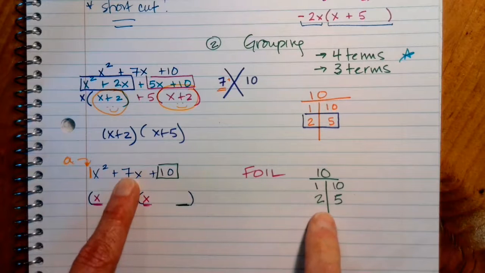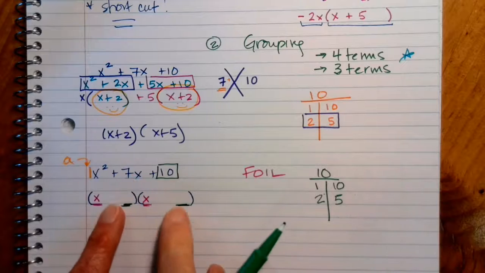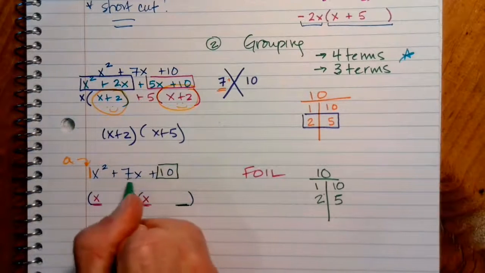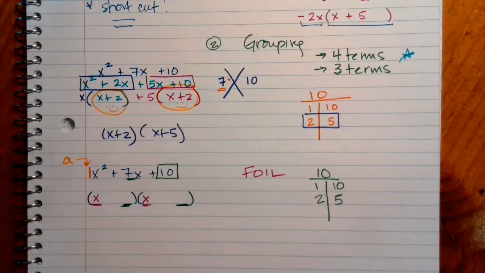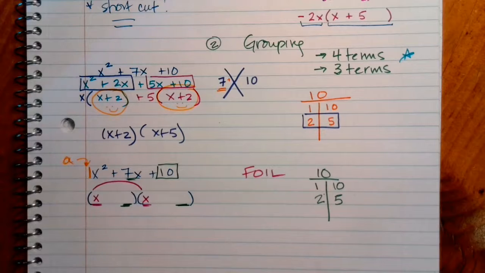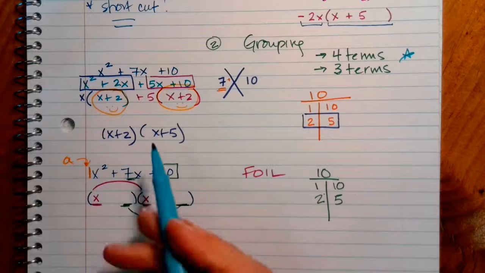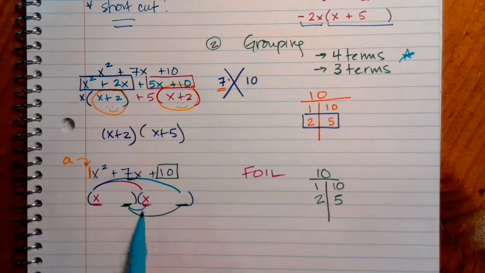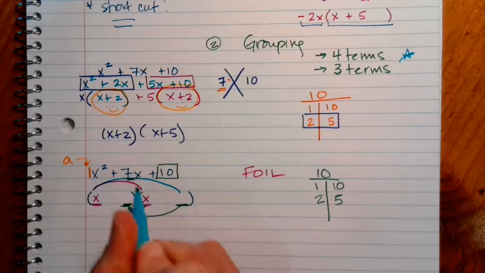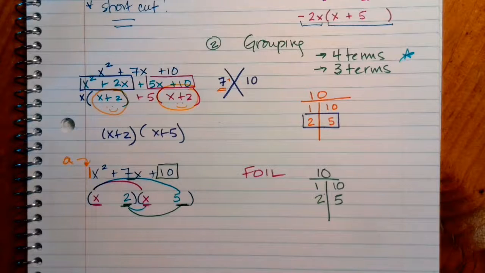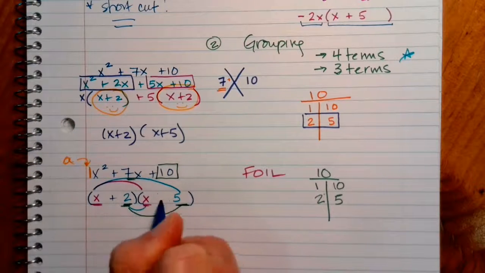So I know I need the two numbers that are going to multiply to 10, but I also need them to add to 7, because when I have my first terms and these last terms, I also need to consider what happens when I have my outside and my inside terms. And that 2 and that 5, when I add them together, will give me my outside terms.